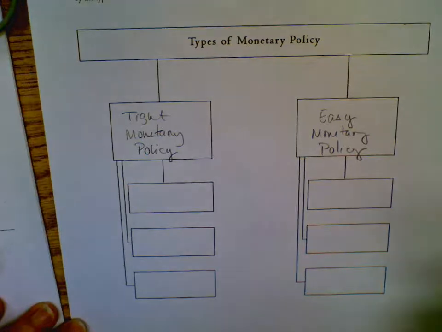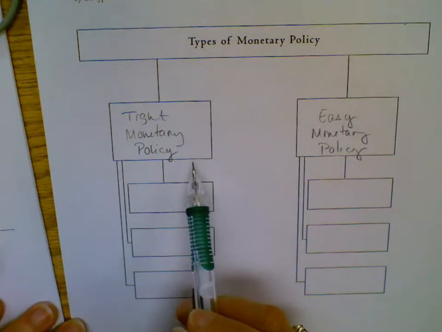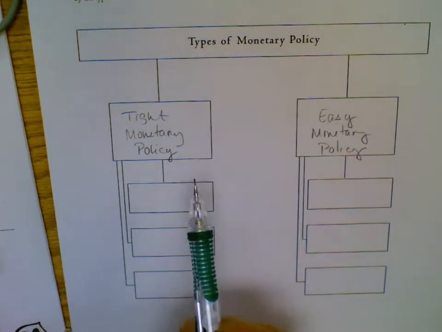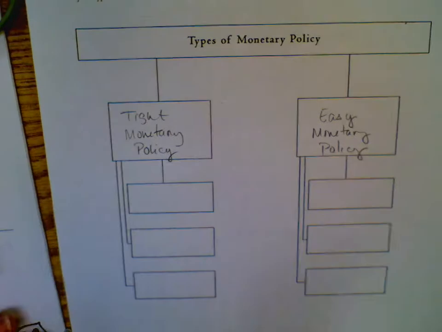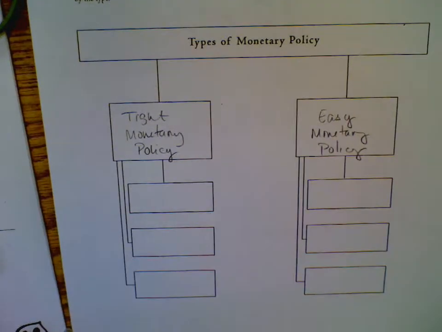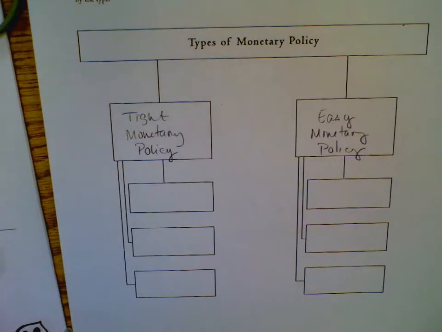When we say tight monetary policy, that means we are pulling in money. We've got too much money out in circulation and we're having some issues with inflation and things like that. So we want to tighten up that monetary policy and try to get some of the money out of circulation. When we have easy money monetary policy, or easing of monetary policy, that's when we're trying to get more money out in circulation.